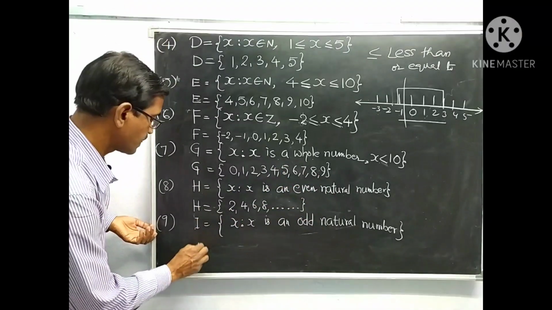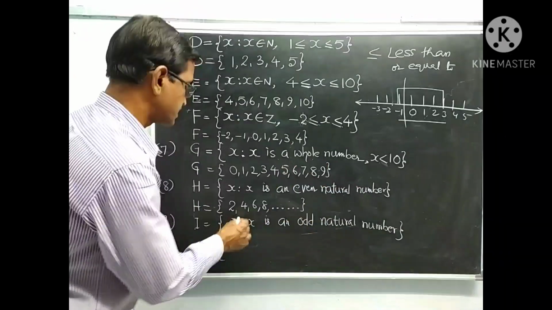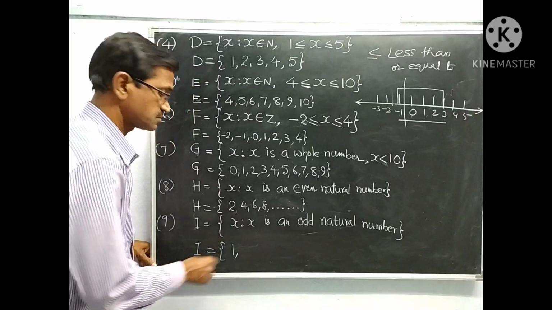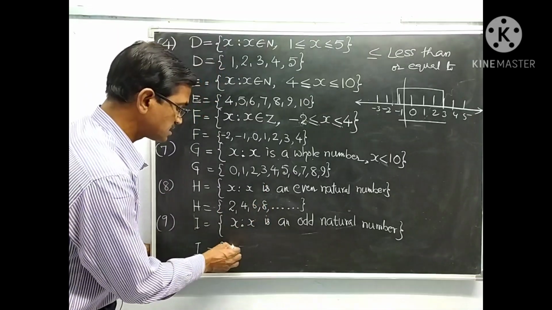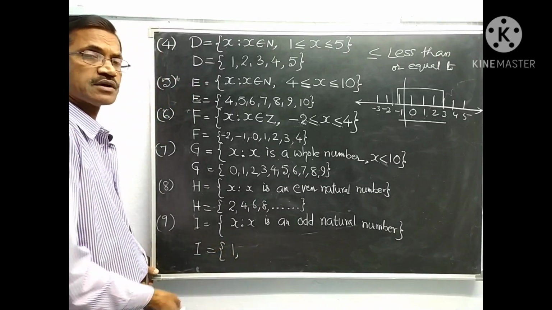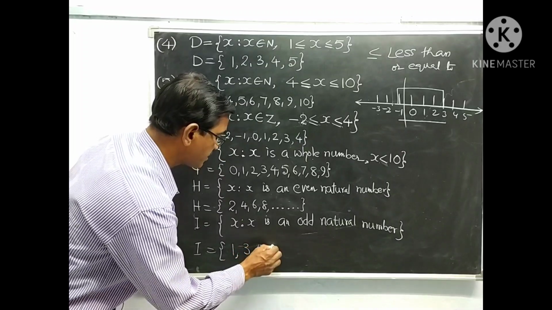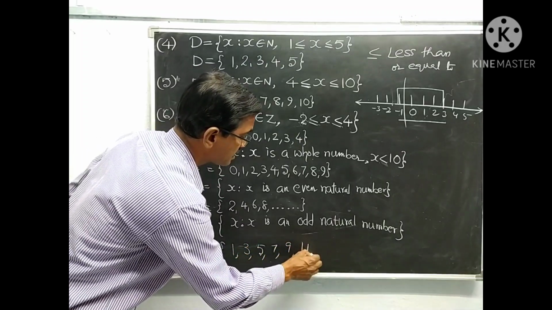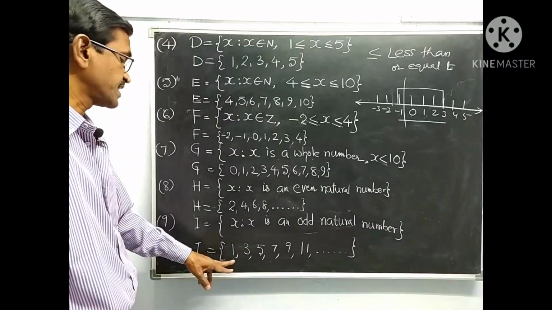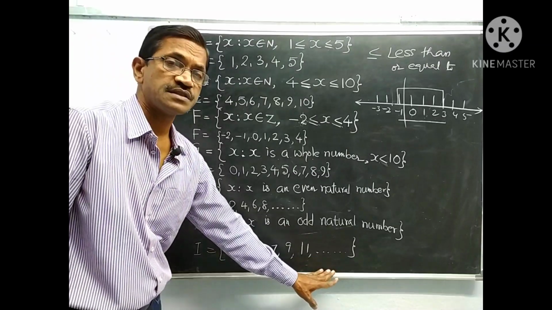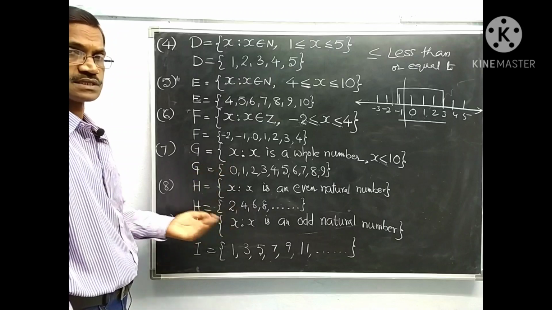Here I is equal to odd natural numbers. We know odd numbers. Even numbers are divisible by 2 completely. Odd numbers leave remainder 1 when we divide by 2. So here 1, 3, 5, 7, 9, 11 and so on. All these numbers leave remainder 1 when we divide by 2. This is also an infinite set. In this way we write the roster form of the sets.